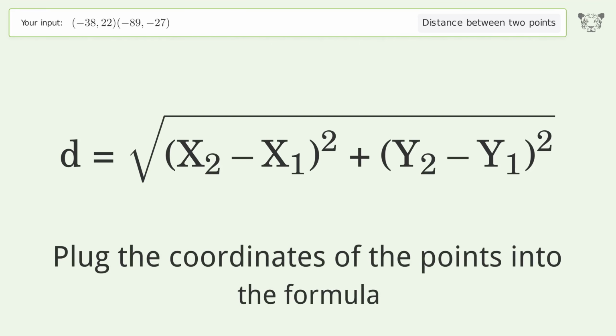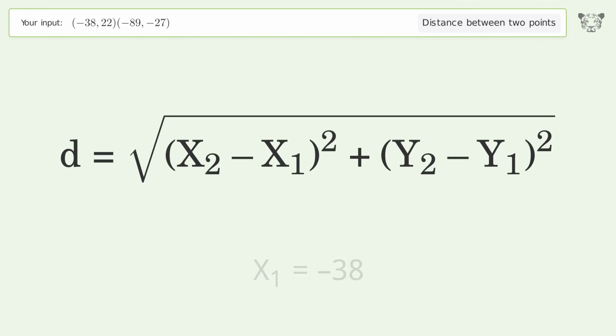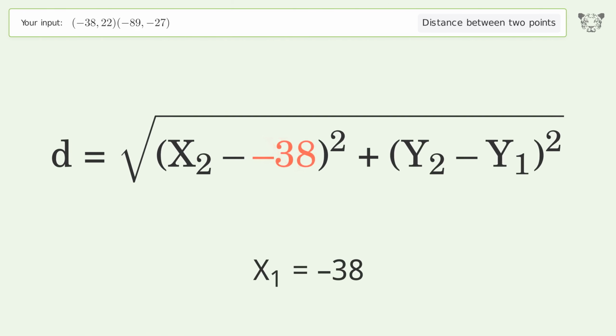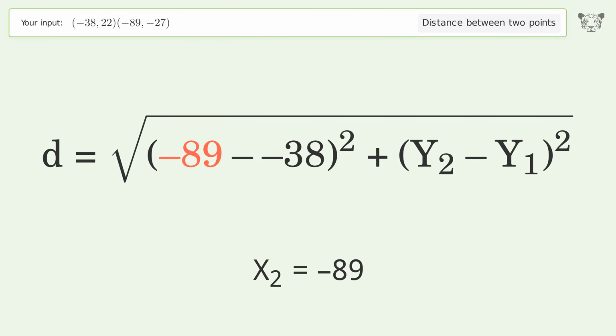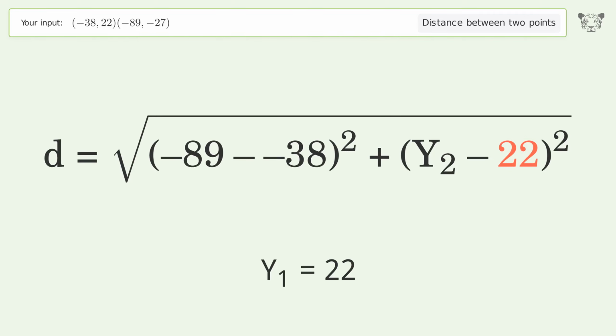Plug the coordinates of the points into the formula. x1 equals -38. x2 equals -89. y1 equals 22. y2 equals -27.